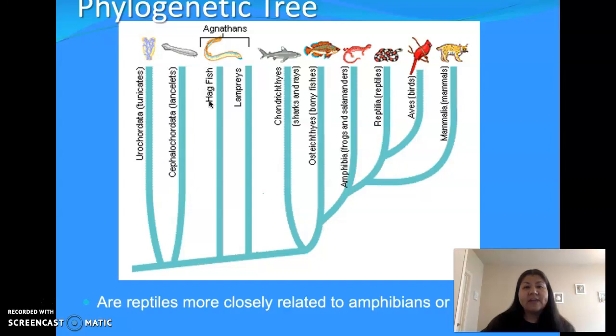Next we have a hagfish. Hagfish, if you haven't seen or heard of those, you should look those up. They're really cool. They produce a lot of slime. Hagfish are a very simple type of fish. Next we have lampreys. Lampreys are kind of scary looking. You can look those up online too. And next, if we get more advanced, we have chondrichthyes. So this is our sharks and our rays. We know sharks and rays are pretty complex compared to a lamprey and a hagfish. Osteichthyes, that's our regular fish. And then amphibia, reptilia, aves, and mammalia.